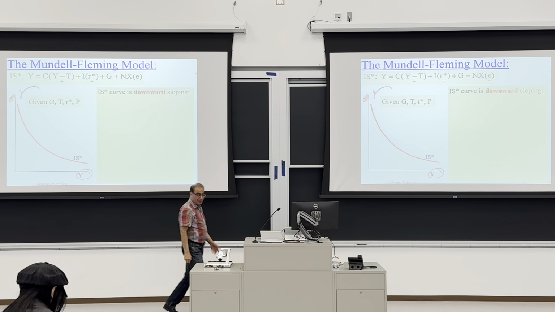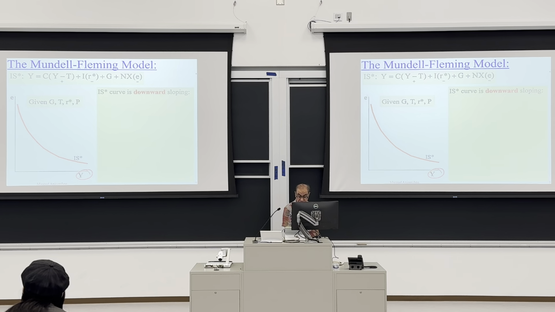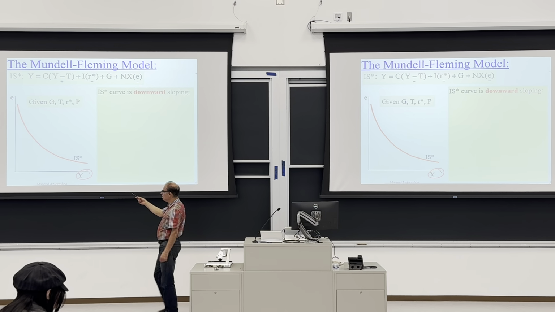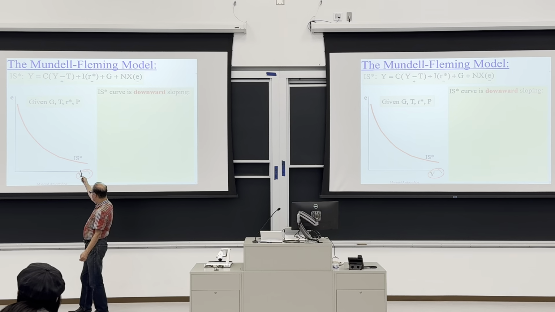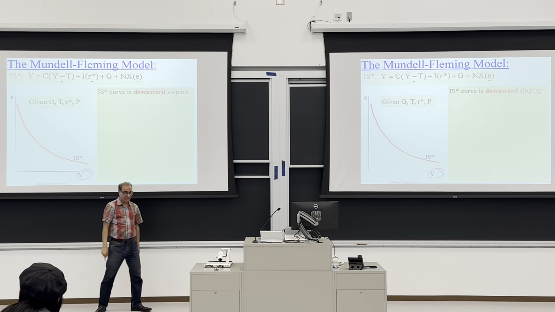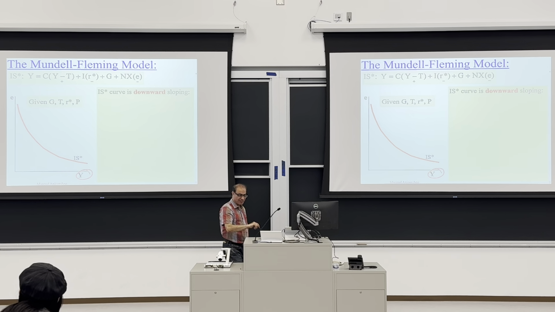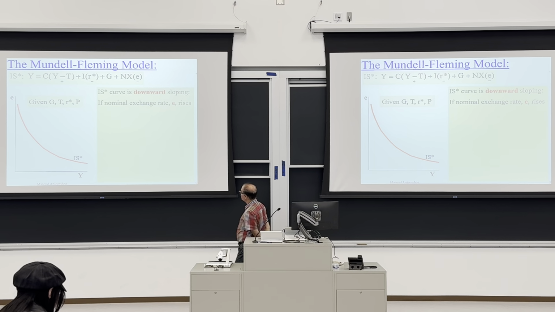Okay? So, however, now the important variable is the nominal exchange rate. You see that? So IS star is a relationship between output and the nominal exchange rate. Okay? That's another reason we call that IS star. However, I drew it downward sloping. How do I know it was downward sloping? So let's explain that.